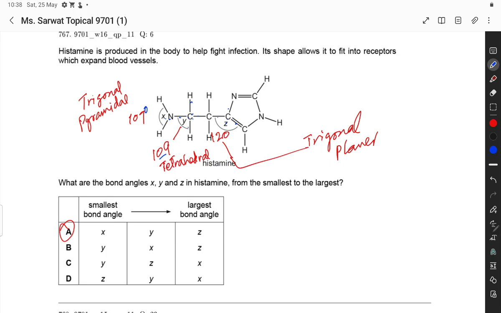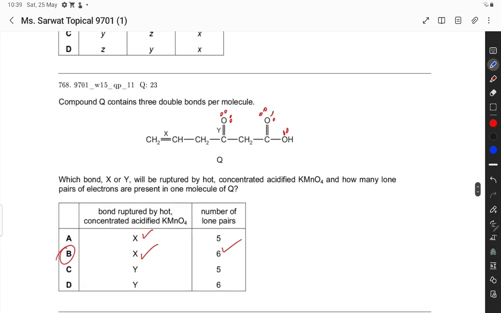And Z is trigonal planar, 1 2 3, so this is a 120 angle. Smallest bond angle to largest bond angle: smallest is X, 107, and then Y and then Z. So X, Y and Z. A option is the correct option.